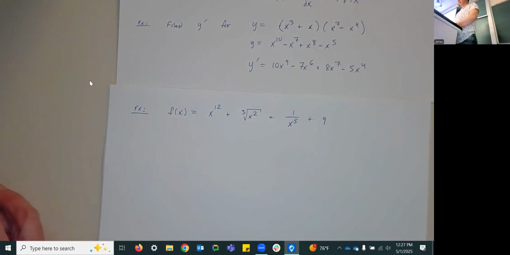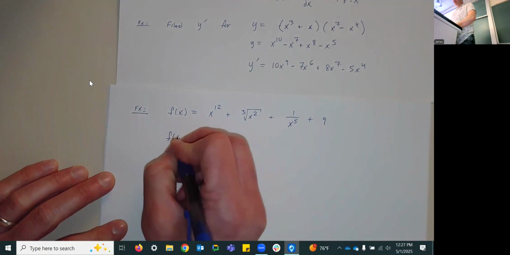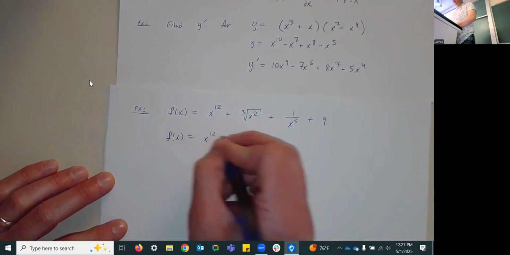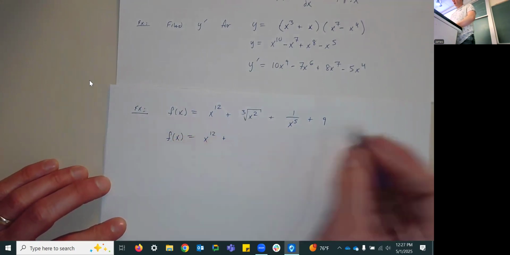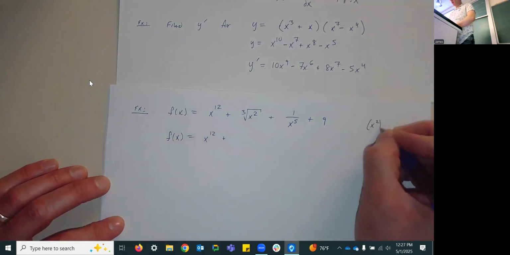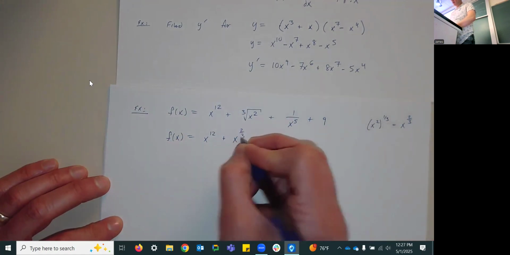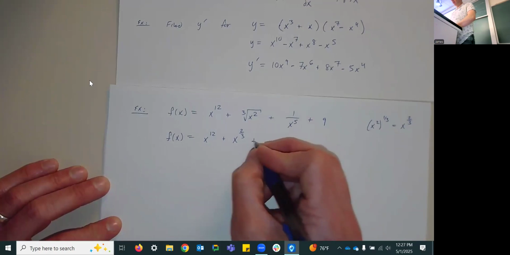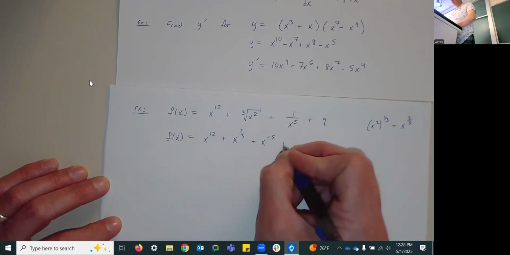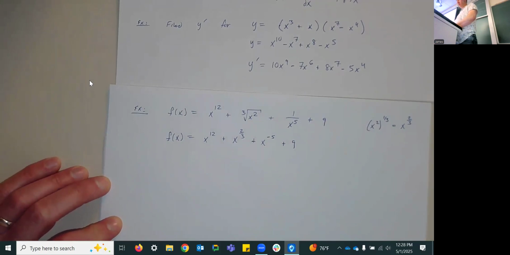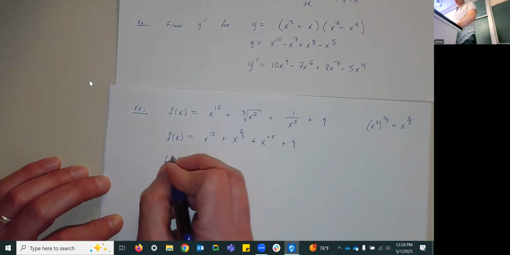And again, kind of like the previous problem, it's a good idea to simplify or rewrite this so that each thing looks like x raised to a power. So I'm going to rewrite this as f of x equal to x to the 12th plus, let's see, the cube root of x squared, that's x squared to the 1/3 power, but then you can multiply those powers and say that's x to the 2/3. 1 divided by x to the 5th is the same as x to the negative 5th. And 9. Okay, so then for most of this, we can just use the power rule.